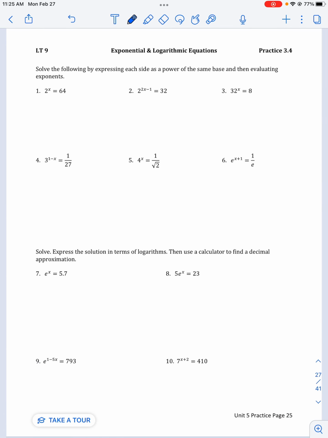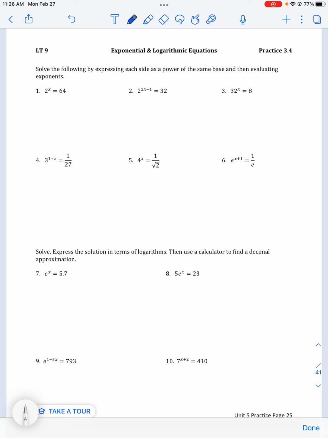Hi everybody, I'm back with part 3 of the solutions video for the Unit 5 practice test preparation. This time, exponential and logarithmic equations and solving those. So let's get started here. We'll start off a little bit easy and we'll work our way up to some more challenging questions over the next 2 pages. So I am on page 27 down here of 41.